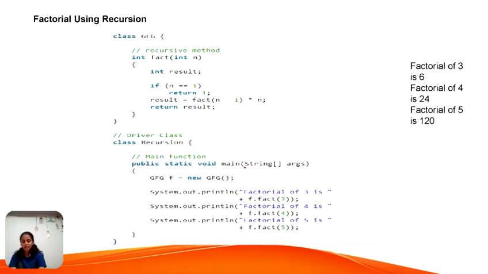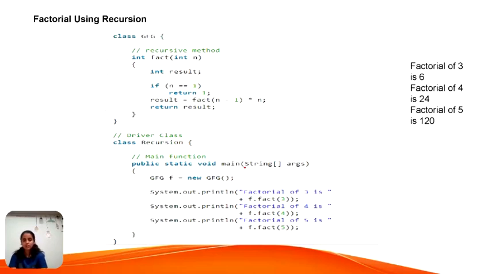In this code, there are two classes, GFG and Recursion. The GFG class has a method called factorial, which is used to calculate the factorial of a number. The method is defined using recursion, which means that it calls itself until it reaches the base case. The factorial method takes an integer parameter n and returns an integer value. If the value of n is equal to 1, it returns the value 1. Otherwise, it recursively calls the factorial method with the parameter n minus 1 and multiplies the result with n.